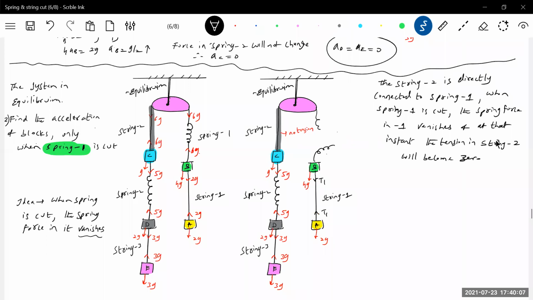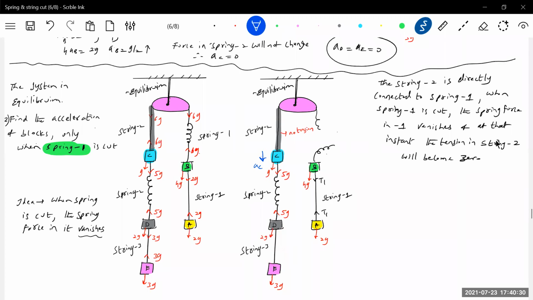Now what will happen? Acceleration of block C should be downward, no? Why downward, anybody? Because 5G and its weight both are acting downward, so it must be like this. Then what about the tension here? How much, we don't know. So call this T3.